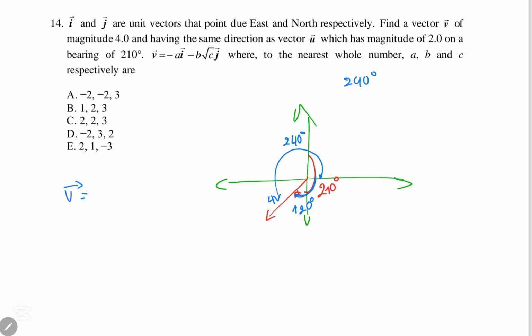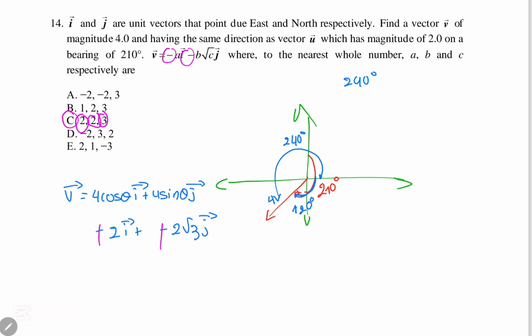Very simply, in terms of i and j, it's going to be 4 cosine theta i plus 4 sine theta j. Please put it on your calculator. So 4 cosine 240, I got minus 2i, plus 4 sine 240, I got minus 2 radical 3j. I already have minus here and minus here, so there is no need to include them. So I would put 2 and 2 and then 3. So the correct answer would be option C, which is actually the correct answer, okay?